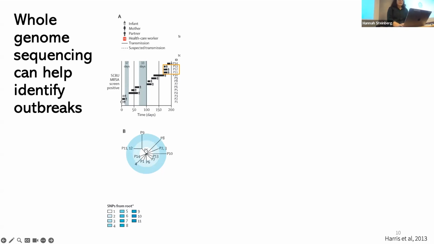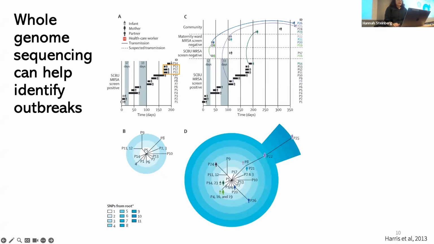What they do next is they sample the parents and caregivers for MRSA. And they find that a number of those individuals have genetically linked isolates as well. And they're most closely genetically linked to the infants that they're caring for. So they've now increased what they can define as part of the outbreak that was already happening.